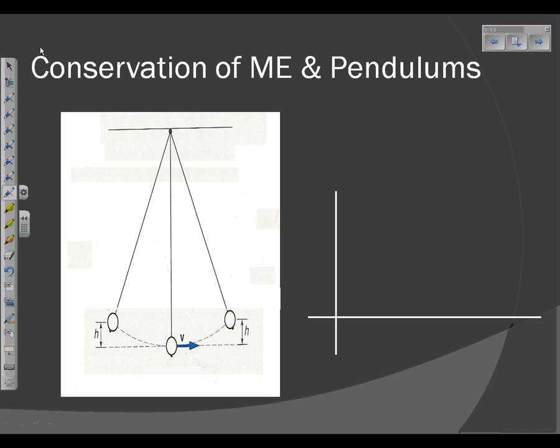So, if I let it go, I've done work to give it potential energy, but then I let it go, and gravity converts that potential energy into kinetic energy.